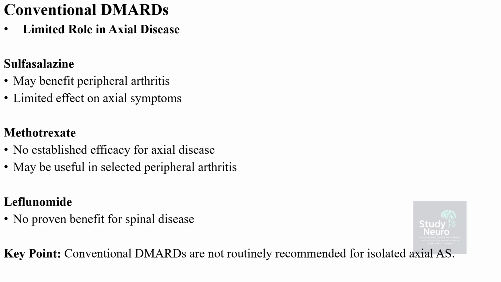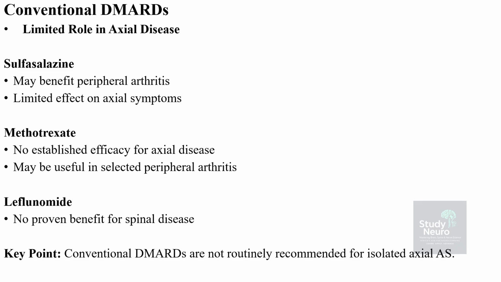Conventional disease-modifying anti-rheumatic drugs have a limited role in ankylosing spondylitis, particularly when the disease mainly affects the spine. Sulfasalazine may help patients who have peripheral arthritis, but it has little effect on axial symptoms. Methotrexate has no established benefit for spinal disease, although it may be considered in selected patients with peripheral joint involvement. Leflunomide has also not shown proven benefit for axial disease.